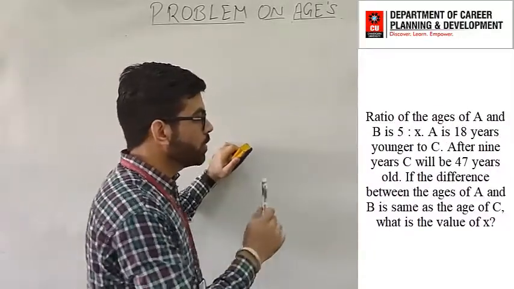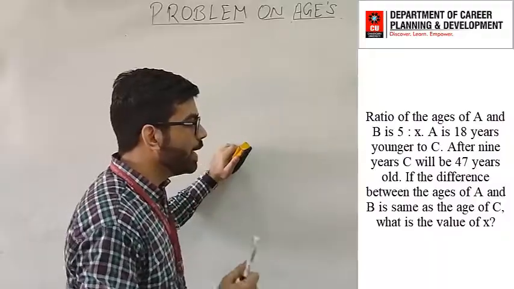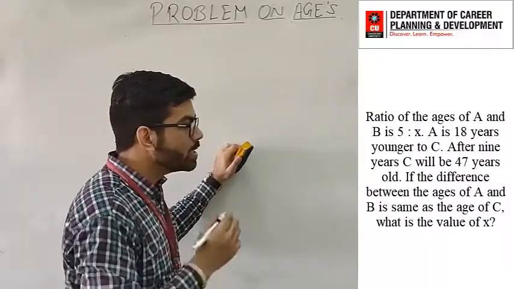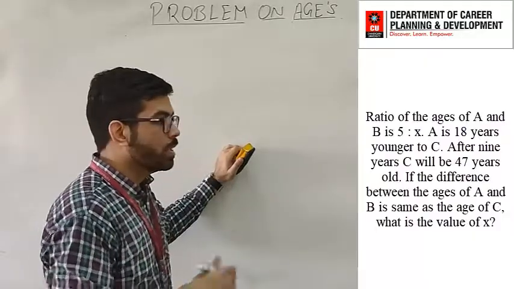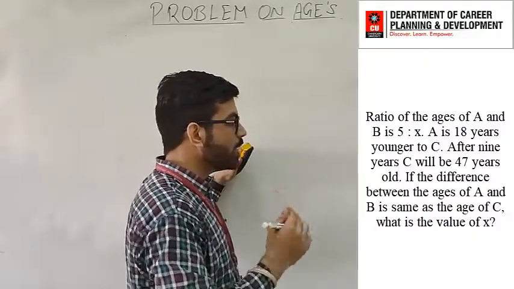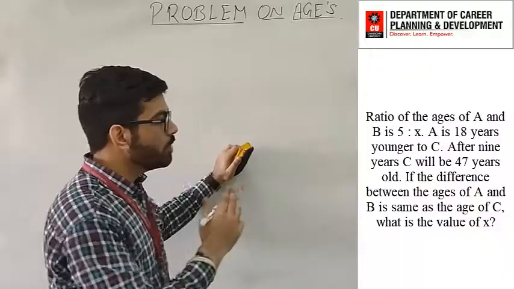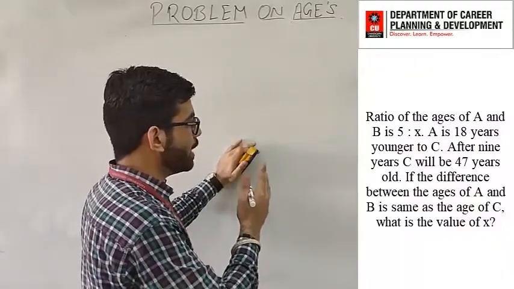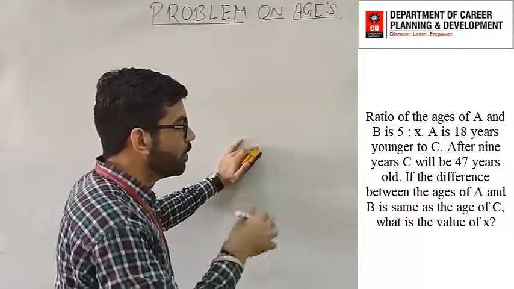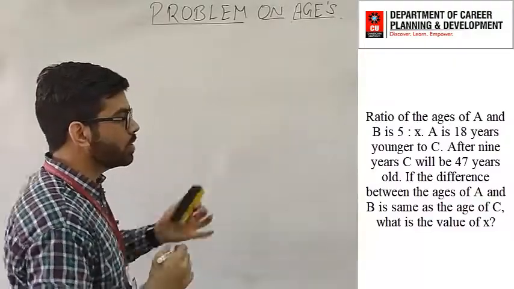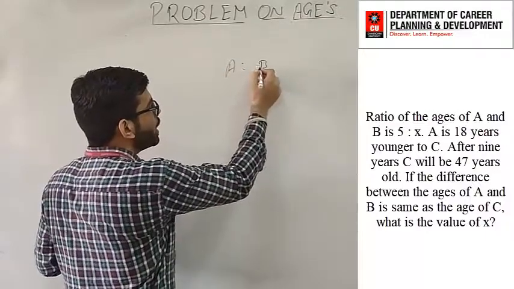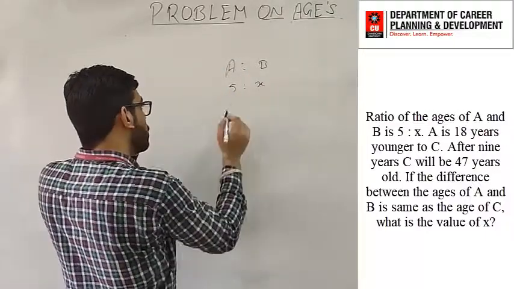Another question is that the ratio of ages of A and B is given, which is 5/X, and A is 18 years younger than C, and after 9 years C will be 47 years old. The difference between the ages of A and B is the same as the age of C. What is the value of X? Let's see, the first term is given, that the ratio of A and B is given. So A ratio B is 5/X.